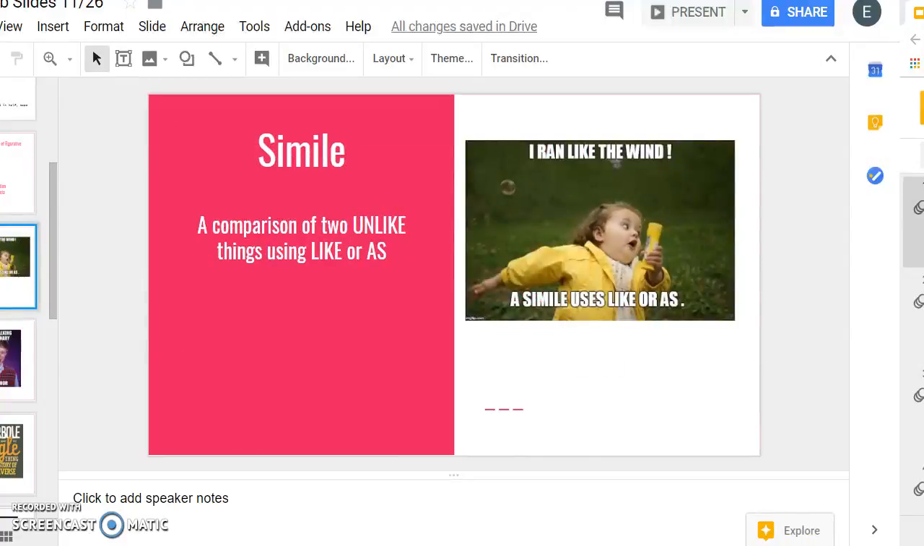A simile is a comparison of two unlike things using like or as. I ran like the wind. So this simile is comparing a person to the wind. Again, those are very unlike things. However, when you compare them, it creates a meaning in someone's head that is not a literal meaning, but it kind of paints a picture in your reader's mind that you were running fast, and therefore it is figurative language.